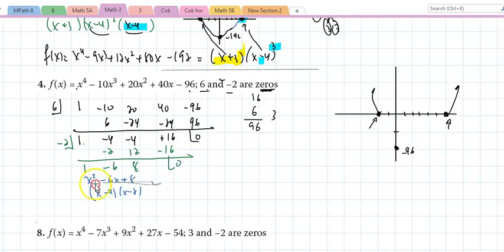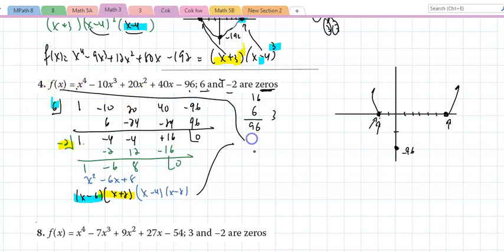And if you tag this on, if negative 2 is a zero, then x plus 2 is a factor. And tag this on, x minus 6. So wouldn't you say that this polynomial f of x is actually x minus 6, x plus 2, x minus 4, and x minus 2? Look at that, it has everything.